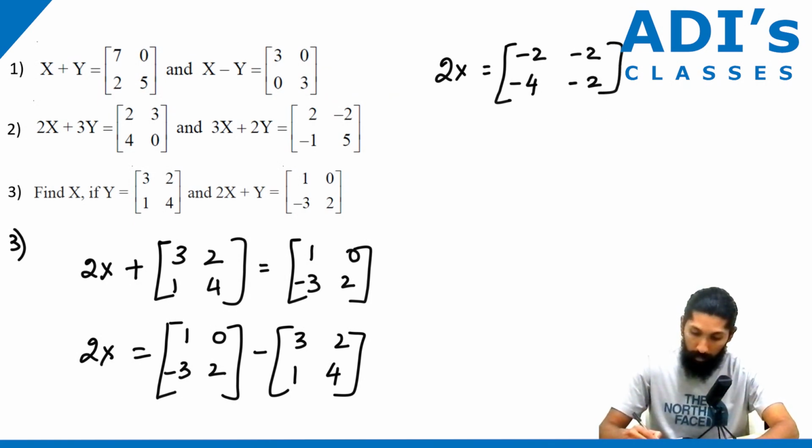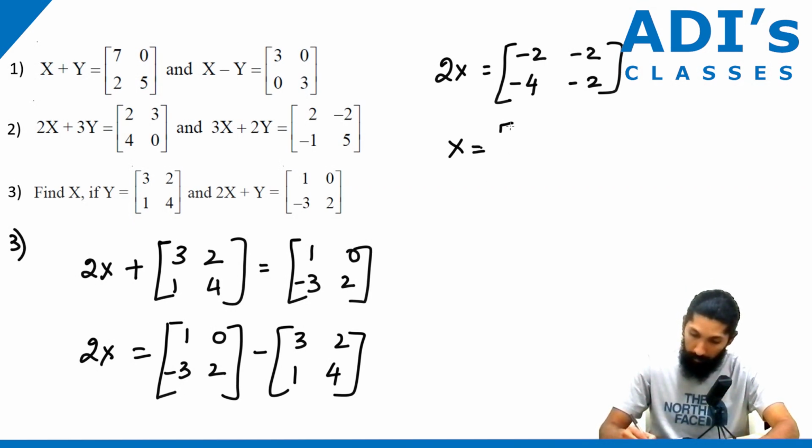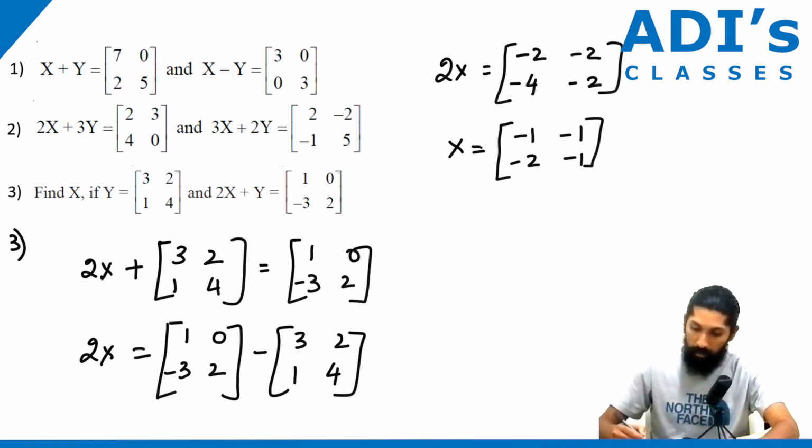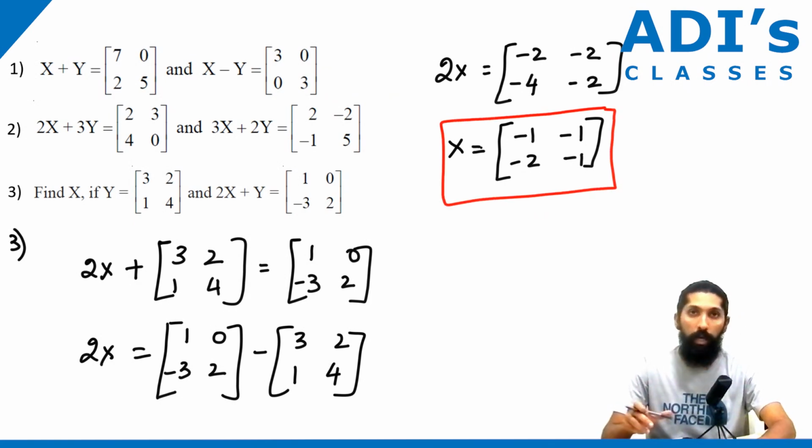Divide everything, so you get the value of x is equal to 1 by 2 of the whole thing, correct? So when you do 1 by 2, you have to divide every element. So x value becomes minus 1, minus 1, minus 2, minus 1. Or you can take the minus sign outside and write it this way. This is going to be the final answer for the third question.